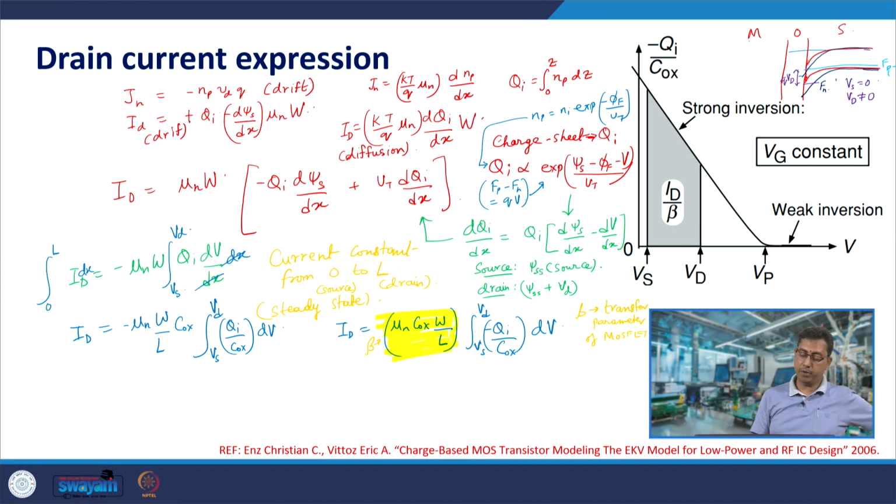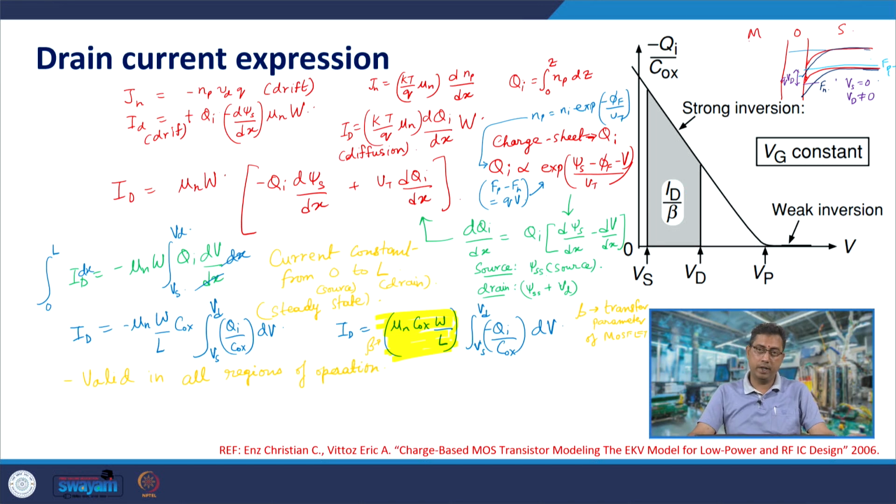Now, what we observe is we have taken a very fundamental approach. It is just the drift current and diffusion current that we have added up. So, this is therefore valid in all regions of operation, that is subthreshold, weak inversion, moderate inversion and strong inversion. It is also valid in the linear regime, saturation regime, etc.